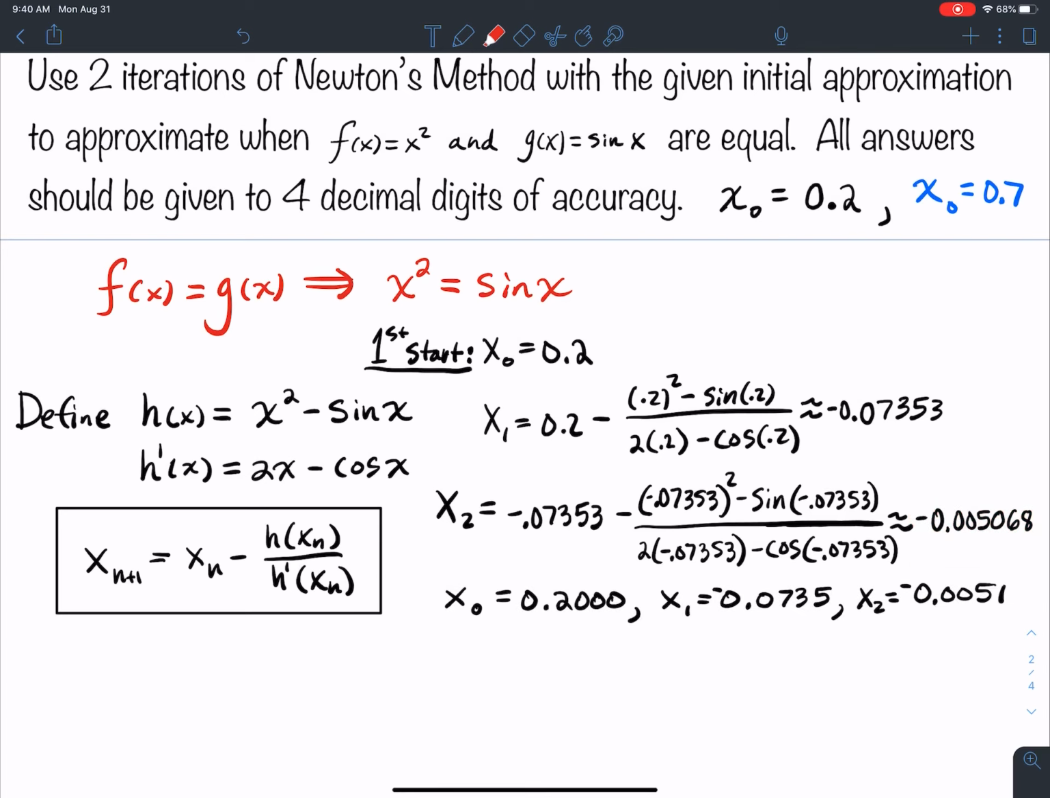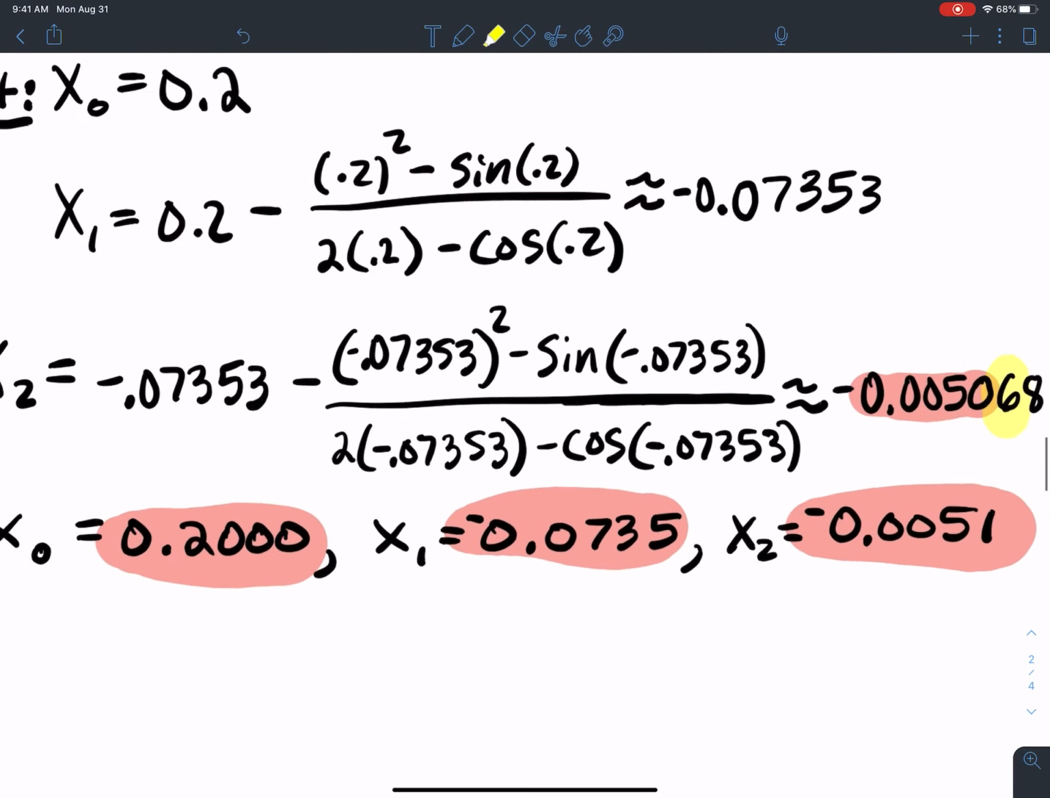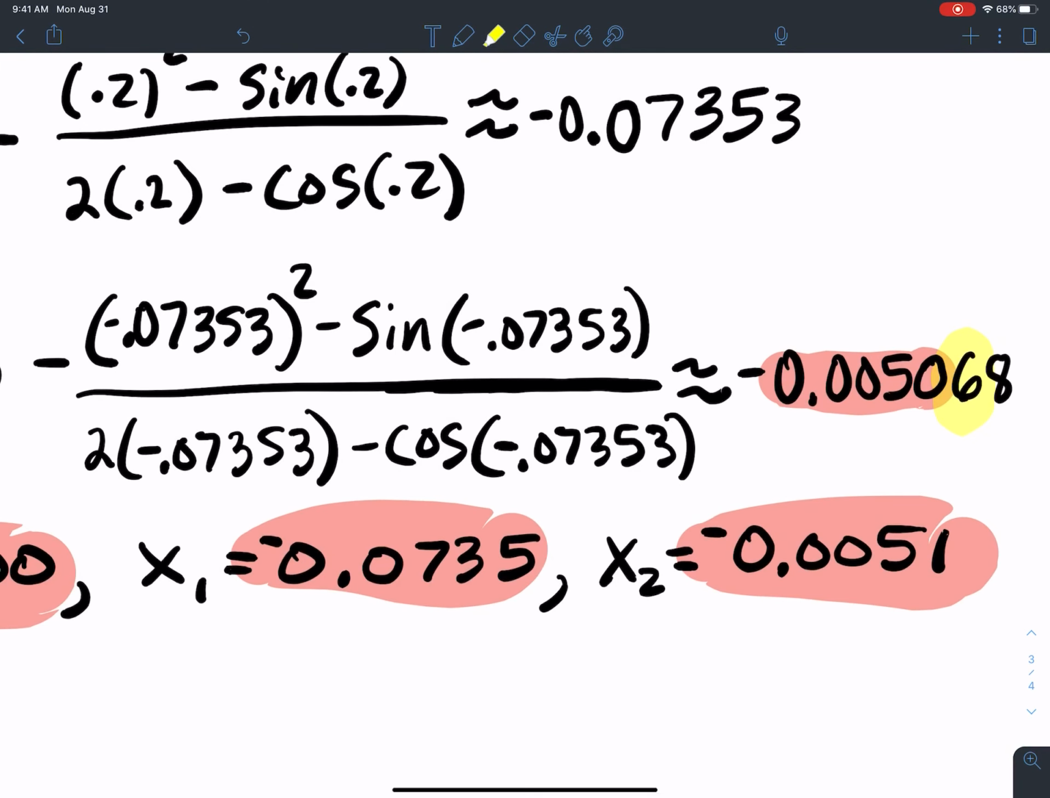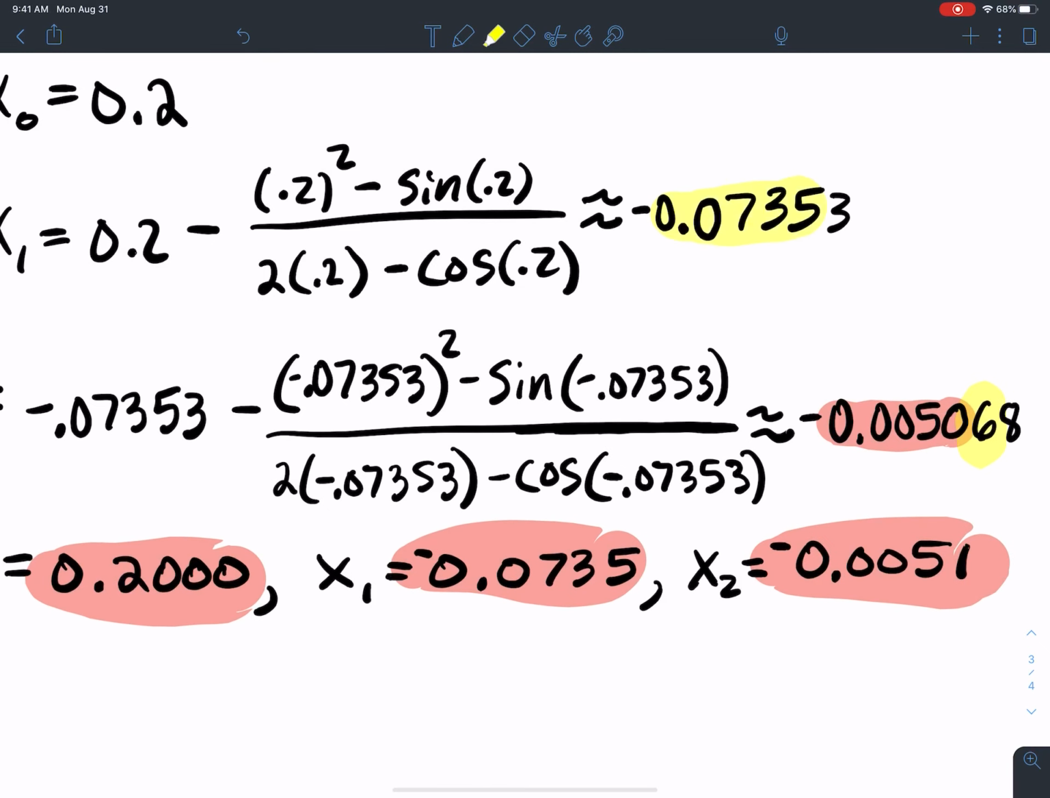Now my answer needs to be rounded to 4 decimal digits. So I'm going to write 4 decimals here, 4 decimals here, and 4 decimals there. 5 or more, raise the score. 4 or less, let it rest. So I look here and I see that has a 6, so I'm going to raise the score up to a 1 here. And then this one here, that's a 3, so I'm going to let it rest with the 5 there.